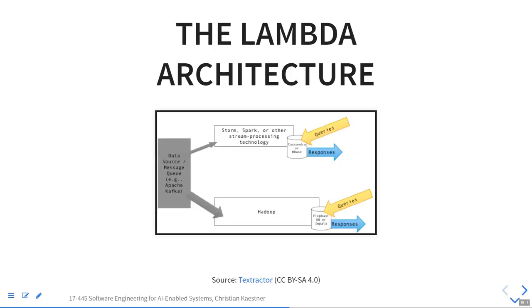This brings me to the last point for today. This is a big buzzword, the Lambda architecture. Just by show of hands, who has heard of the Lambda architecture before? Less than half, okay. So the Lambda architecture is an idea to combine immutable data with stream processing, with batch processing, essentially.